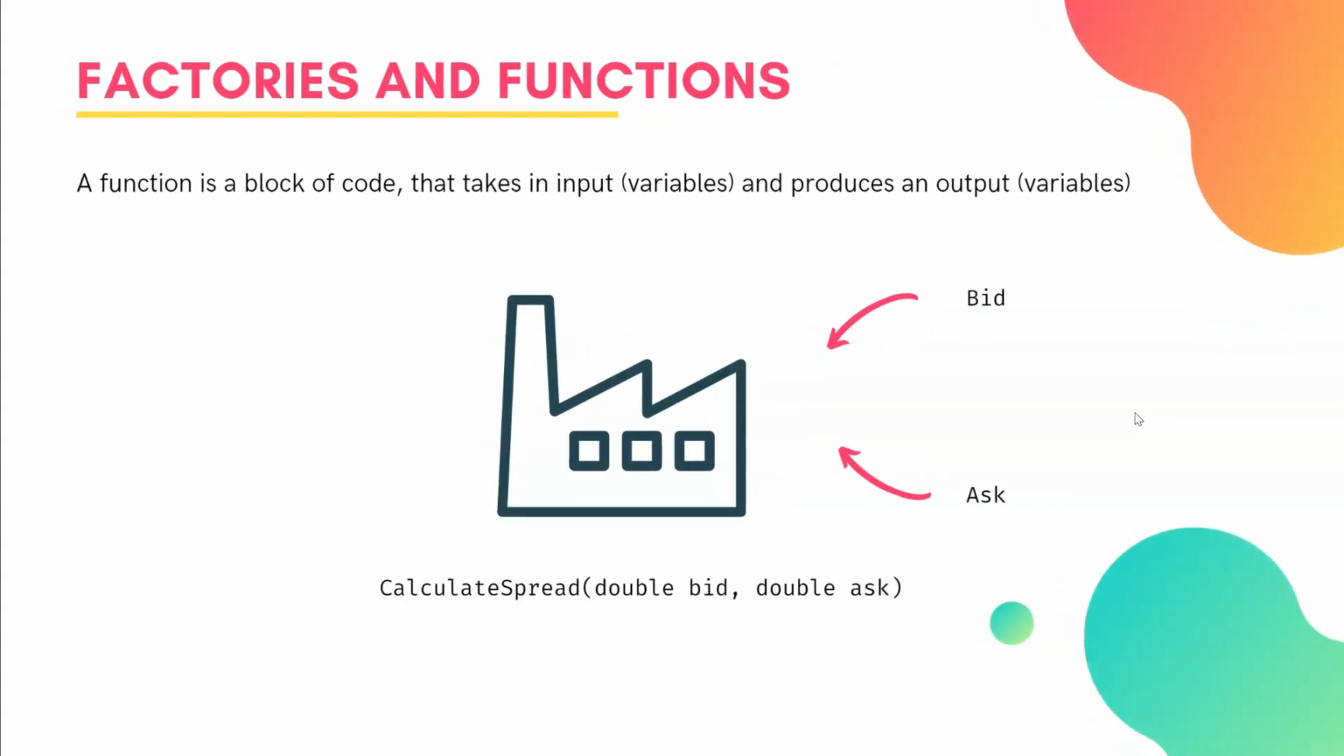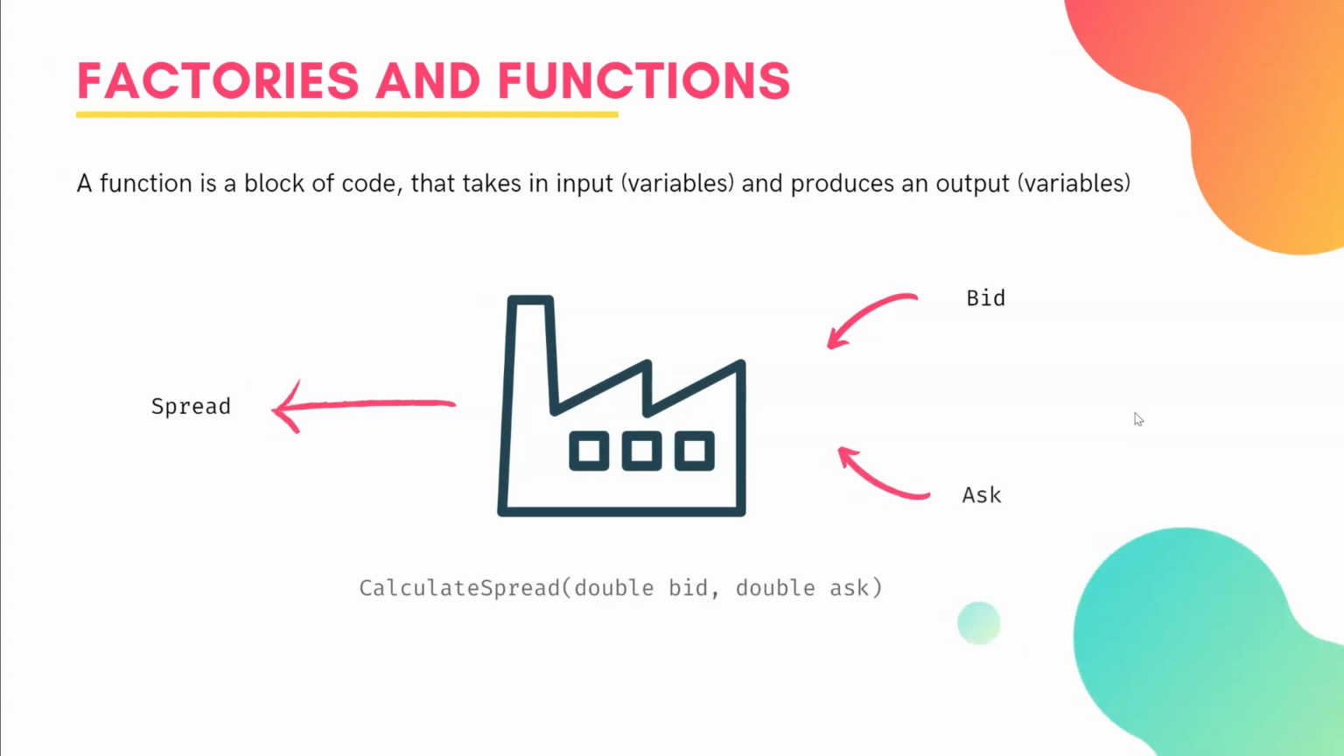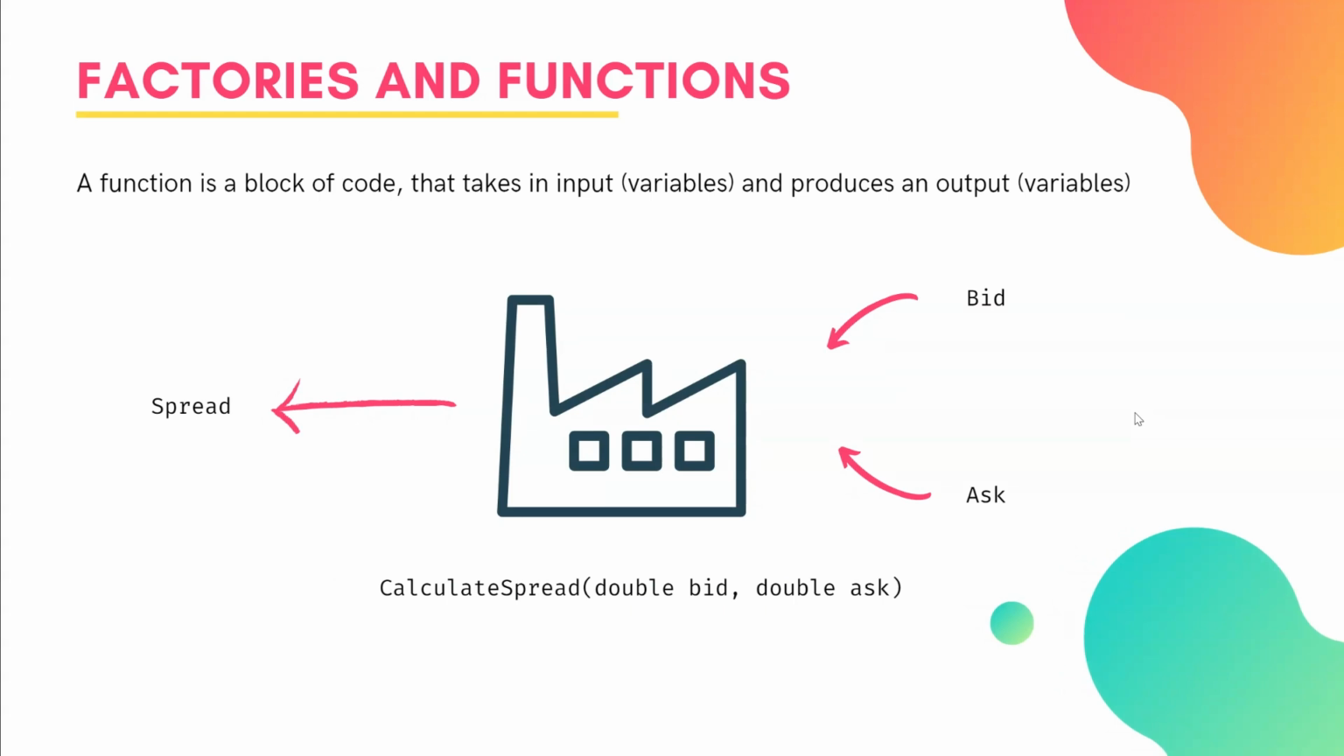However, P1 and P2 isn't that useful for us. It's useful to use names that make sense to us and help the code be readable. So we could give those inputs the names bid and ask, which we've done down here. So that's a good way to do it, and that helps us to make the code readable. We then have a return or an output that comes from our factory, our function, and that is the spread.